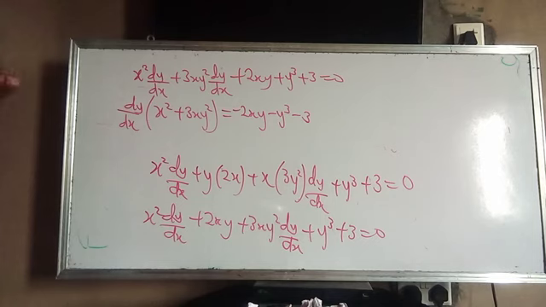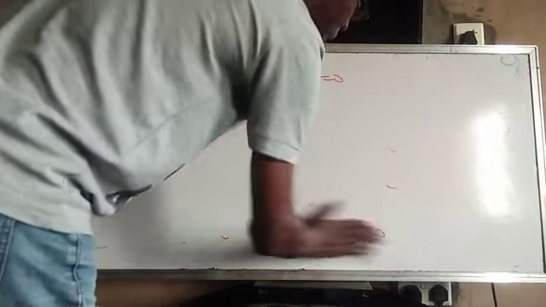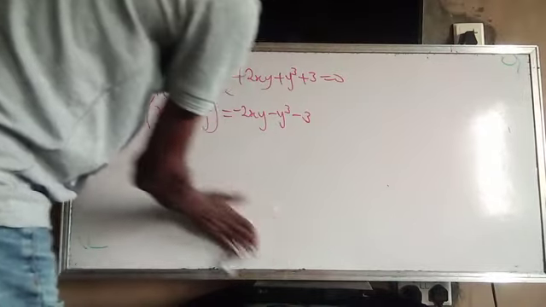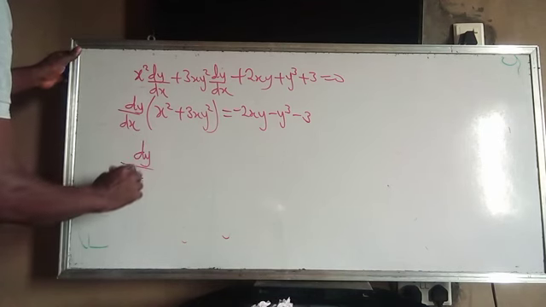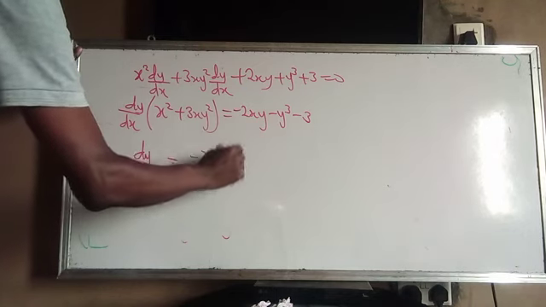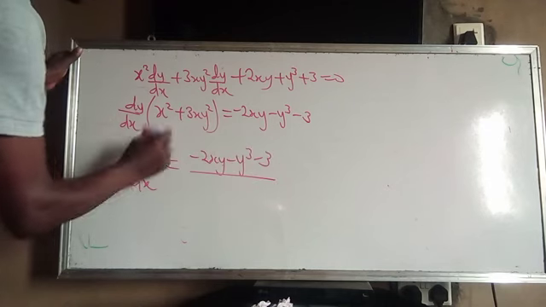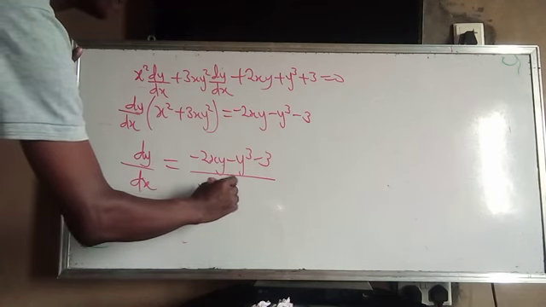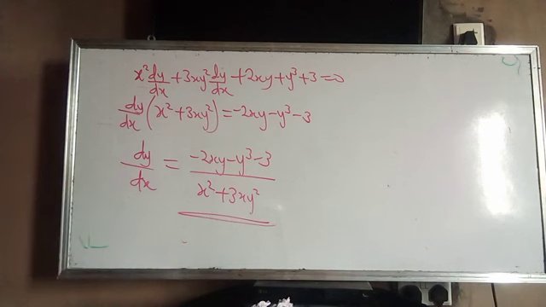Yes. Okay. Now the last thing we take now is divide both sides by the factor behind the dy/dx. Now say, therefore, dy/dx now will be minus 2xy minus y cubed minus 3 all over what? x squared plus 3xy squared. So that solves the problem. So with this, we have come to the end of differentiation of implicit function.